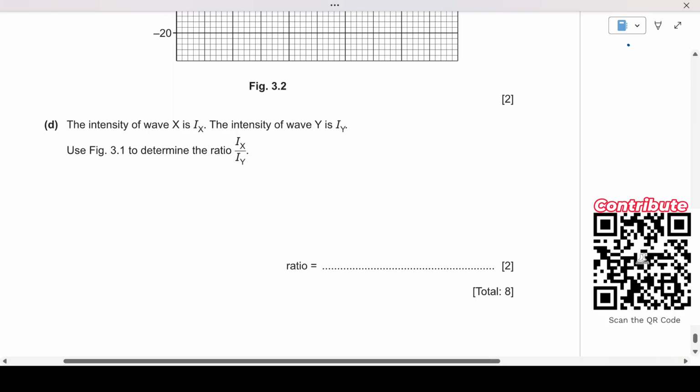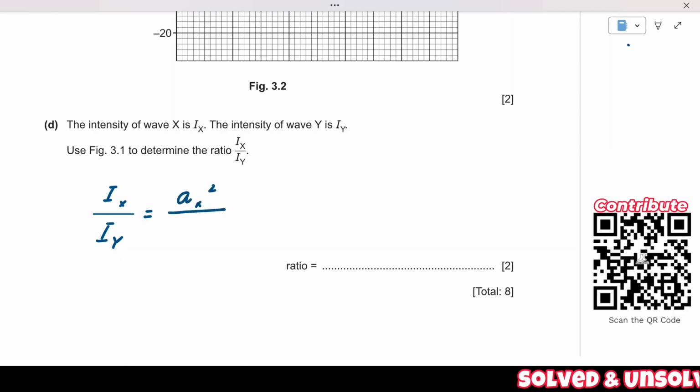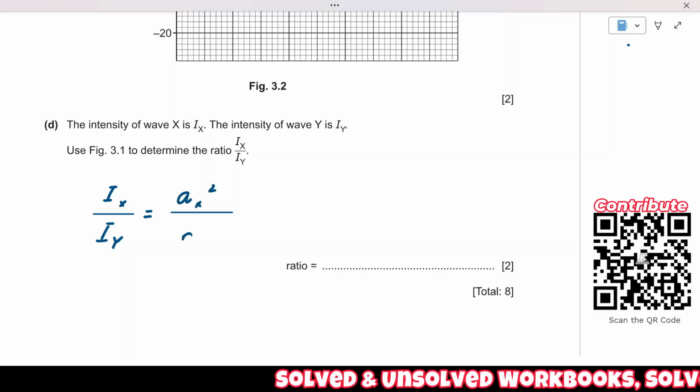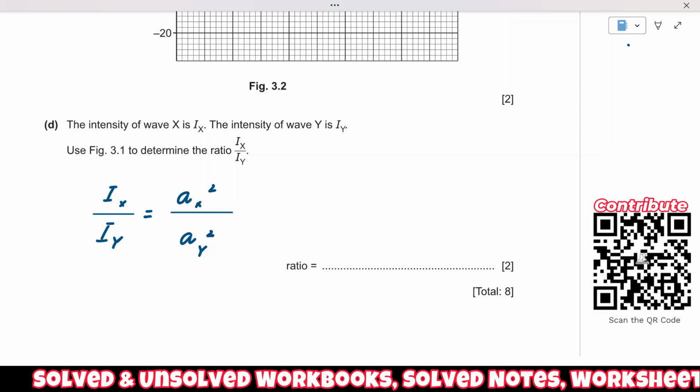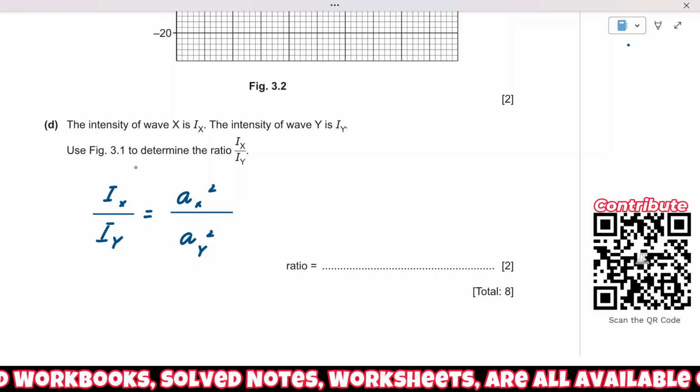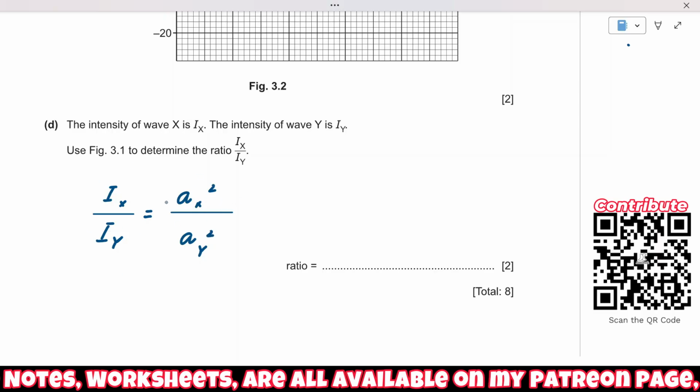Intensity of the wave x is Ix. The intensity of the other wave is Iy. Calculate the ratio of the intensities. Simple formula: the ratio of intensities is equal to the ratio of the square of the amplitudes. That's it. We studied that formula many times.